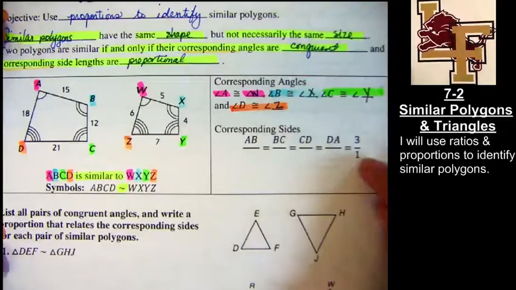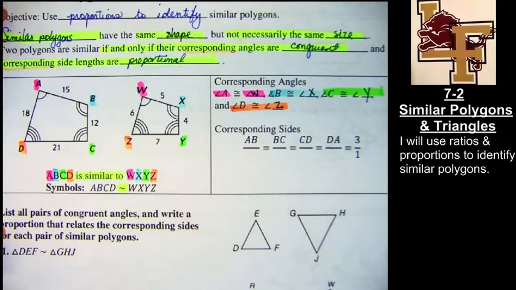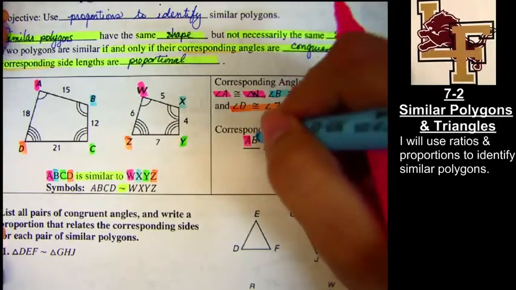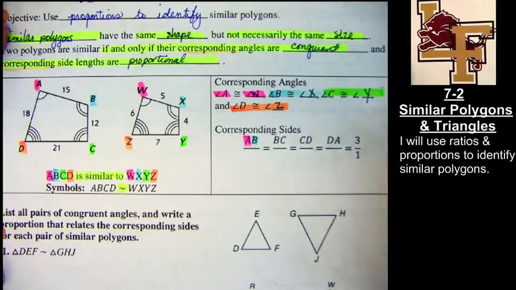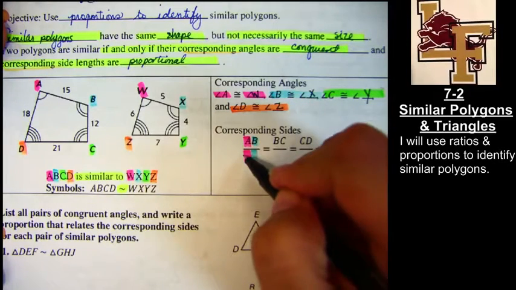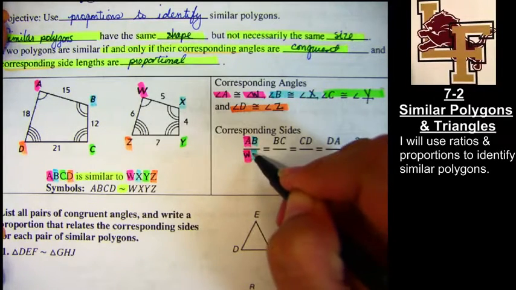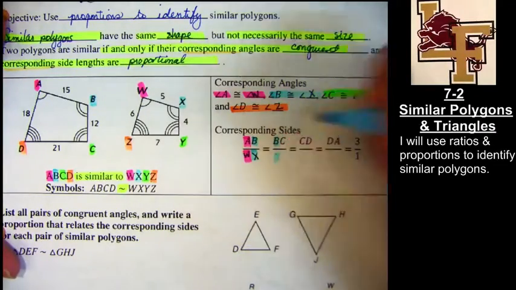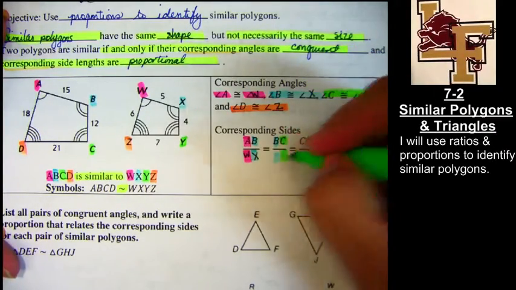Looking at these corresponding sides, we want the sides that are created by the corresponding corners. So this side up here, which is created by the corners A and B, is going to correspond to the side that's created by, well, A corresponds with W and B corresponds with X. So it's the side WX. And that same pattern happens all the way across.